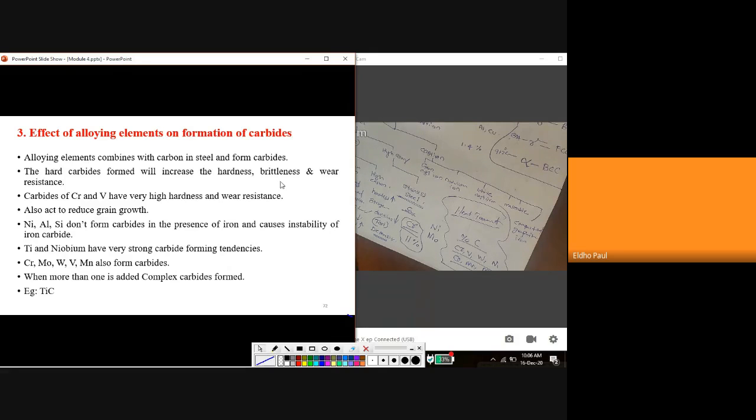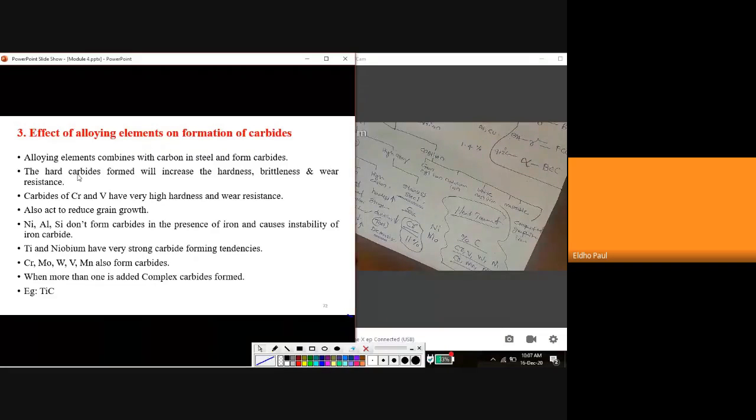Similarly, we have different areas where wear resistance is needed, for example, in the case of machine gears and teeth. We need a material in the tooth region with a very high wear resistance. So in all these cases, we can add such types of alloy elements to improve the wear resistance property.